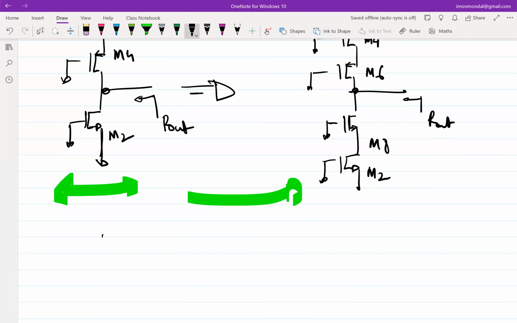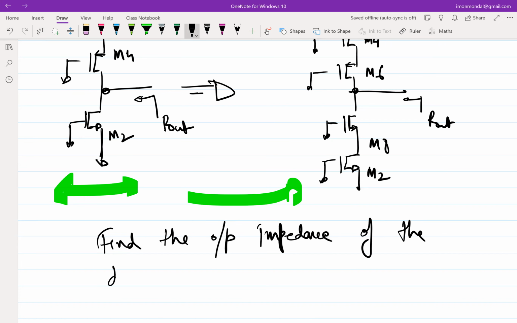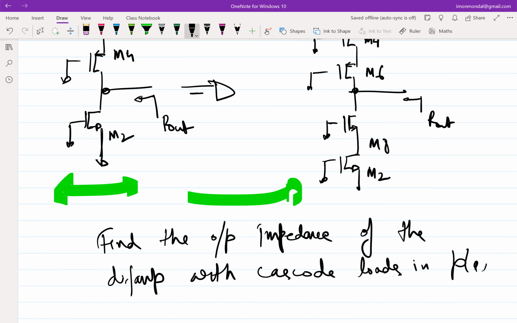Find the output impedance of the difamp with cascode in place. By the way, there is a fancy name for this. It's called telescopic cascode, because it's long, looks like a telescope, right? So that's some jargon.